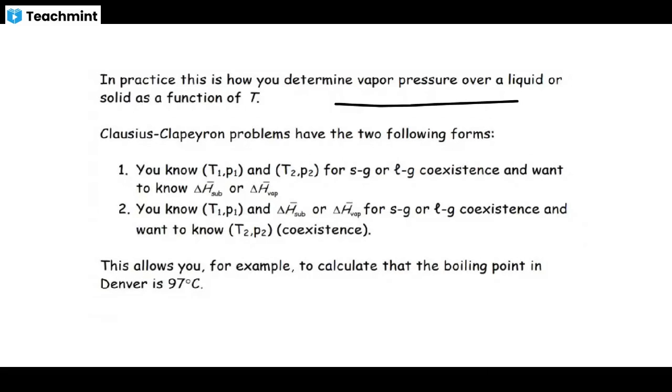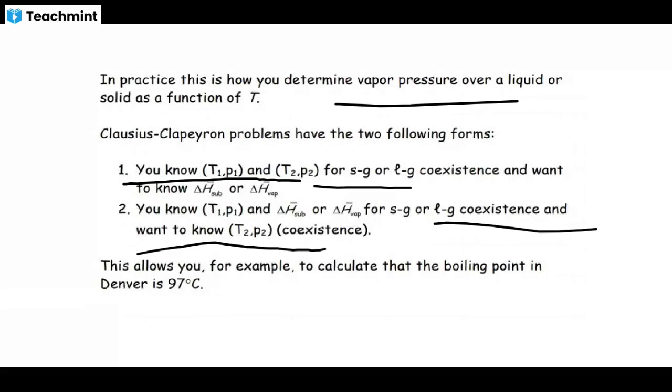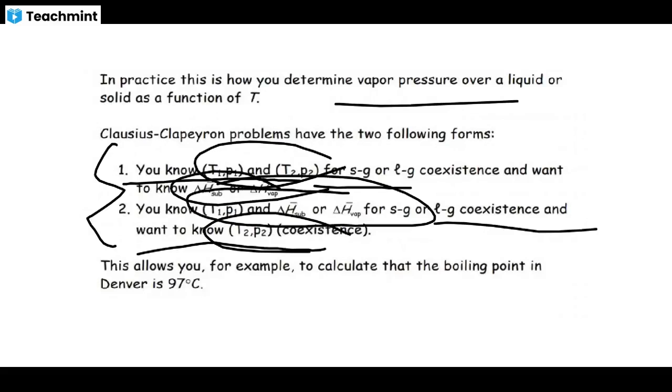Problems have the following two forms. Normally you know the temperature and pressure for a solid-gas or liquid-gas coexistence and want to find ΔH sublimation and ΔH vaporization. Or you know the temperature, pressure and ΔH sublimation or vaporization for a coexistence, and then you should find the temperature and pressure at other points on the coexistence line. If they give these two, you can calculate these two, simply using the formula. This allows you, for example, to calculate that the boiling point in Denver is 97 degrees Celsius.